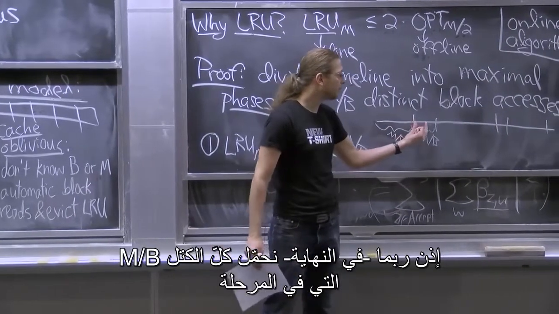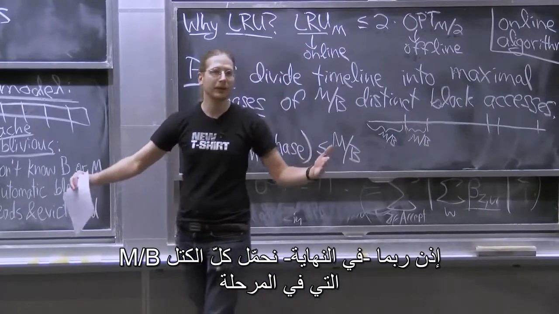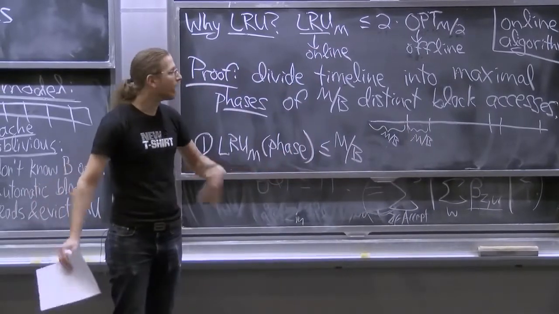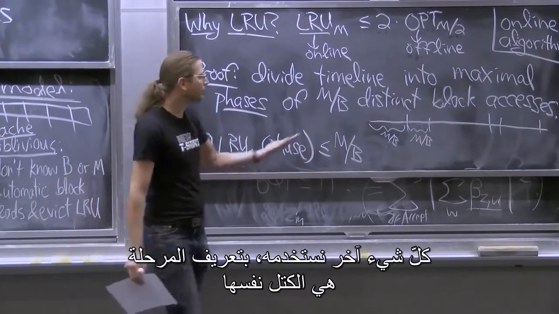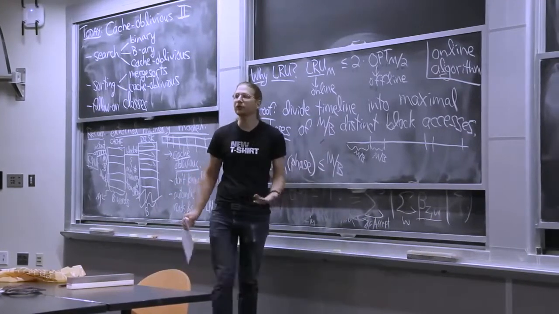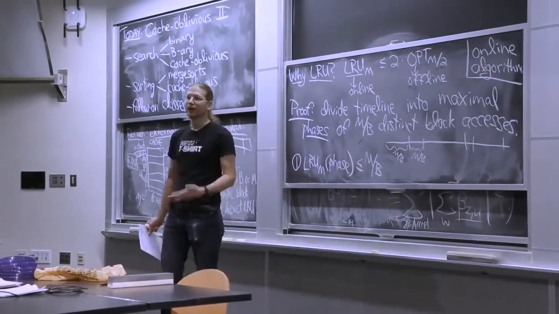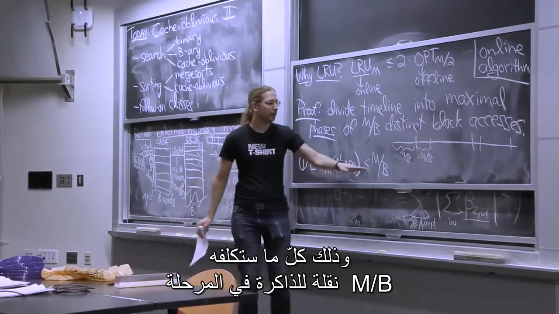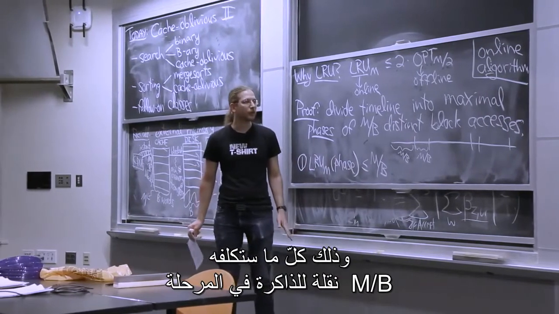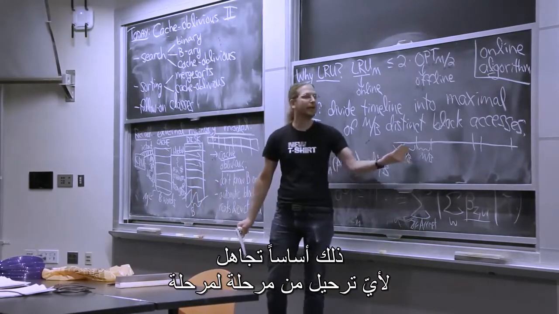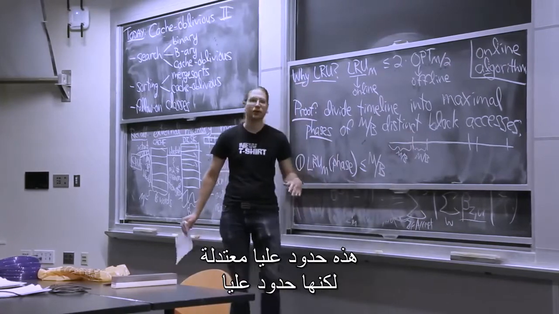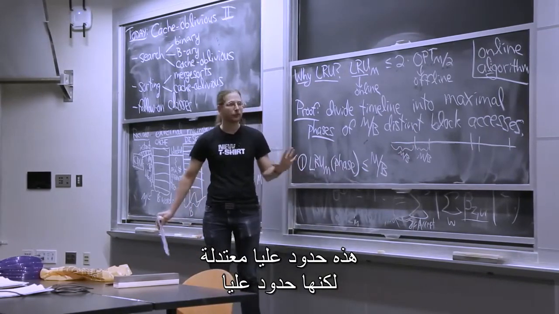So maybe eventually you load all M over B blocks that are in the phase. Everything else you touch, by definition of a phase, are the same blocks. So they will remain in cache, and that's all it will cost. M over B memory transfers per phase. So this is basically ignoring any carryover from phase to phase. This is a conservative upper bound, but it's an upper bound.